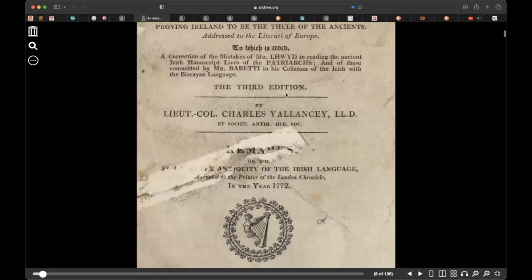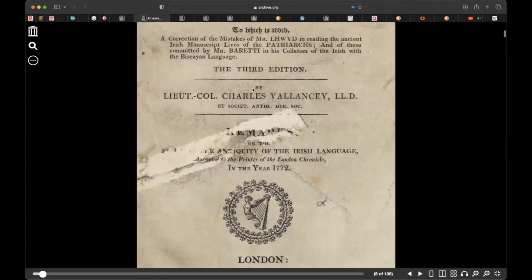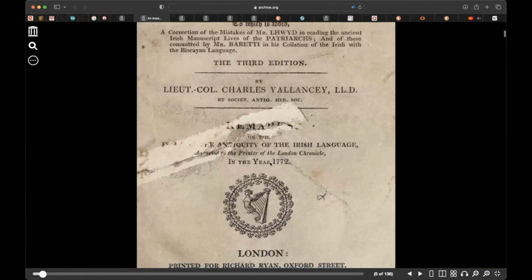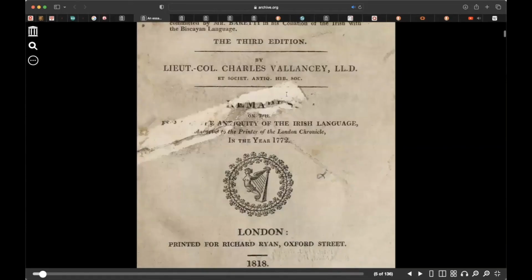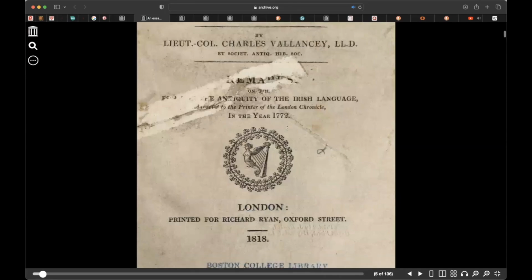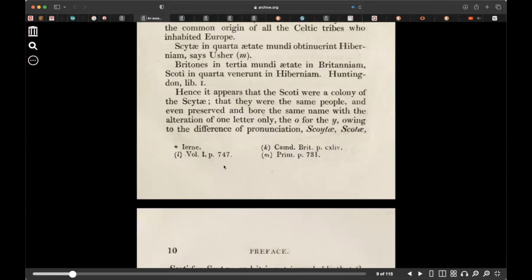This is the third edition, original. This is by Lieutenant Colonel Charles Valency, LLD. Essays on the Antiquity of the Irish Language, addressed to the printer of the London Chronicle in the year 1772. Okay, guys? This was originally written in 1772. Again, this is the third edition in 1818 when they brought out the third edition, originally from 1772.